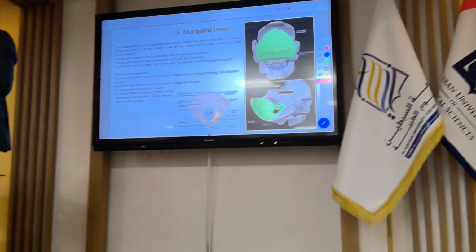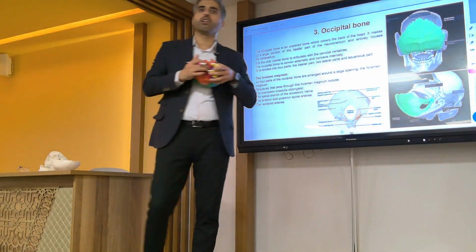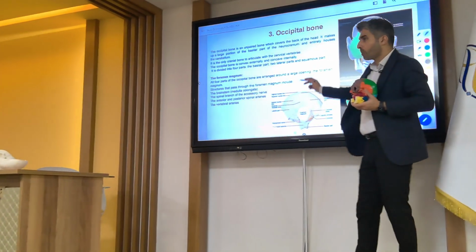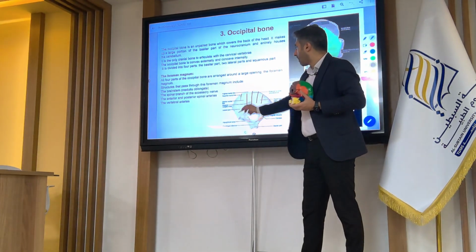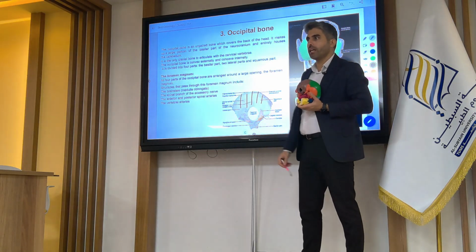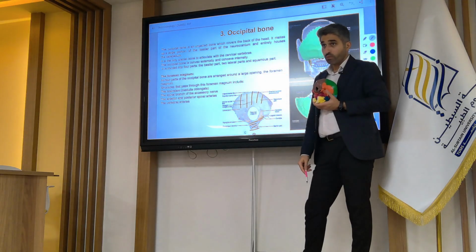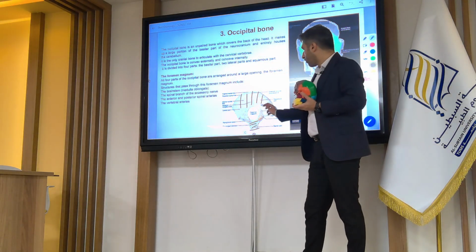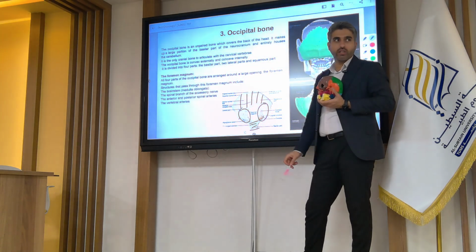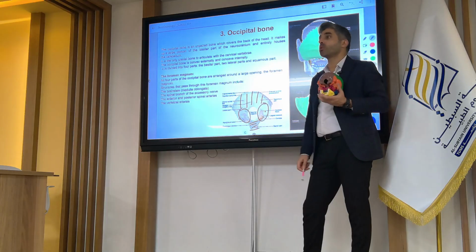Anterior side of the foramen magnum, anterior and in the base, we say basilar part. Look at here. Posterior and superior to the foramen is a squamous part. Anterior to the foramen is basilar part. Lateral to the foramen, right and left, we say lateral parts. Lateral part, lateral part. So it has 4 parts.